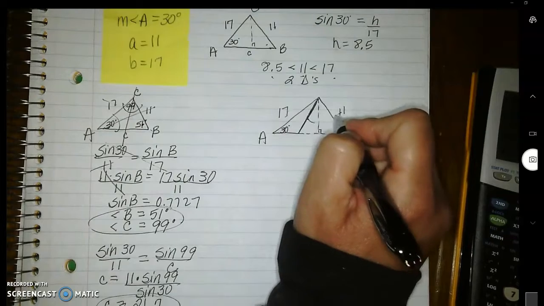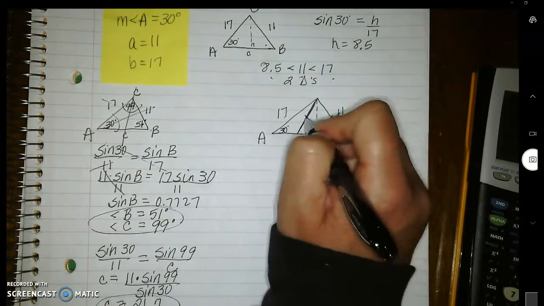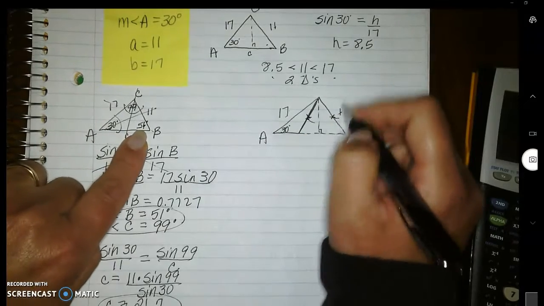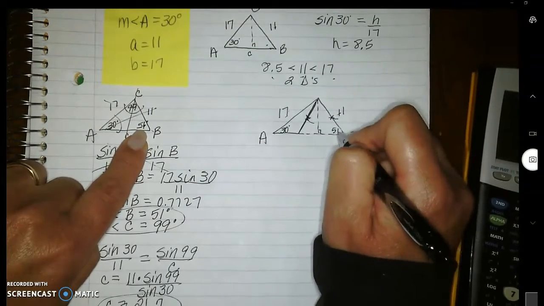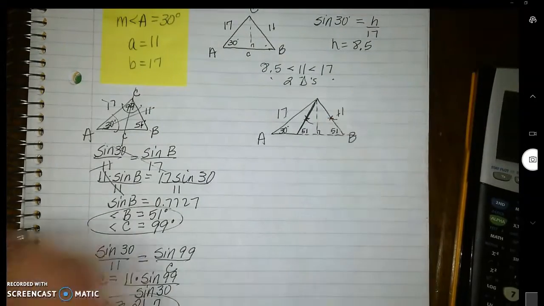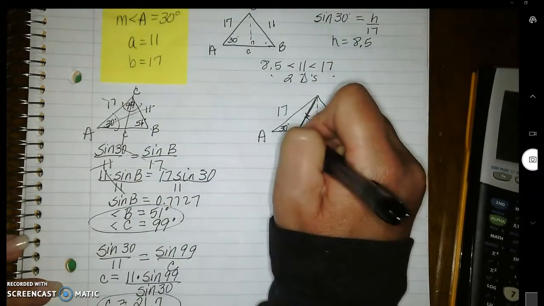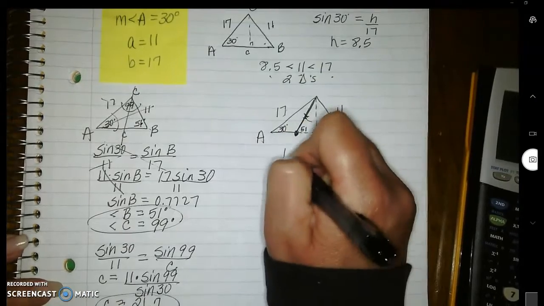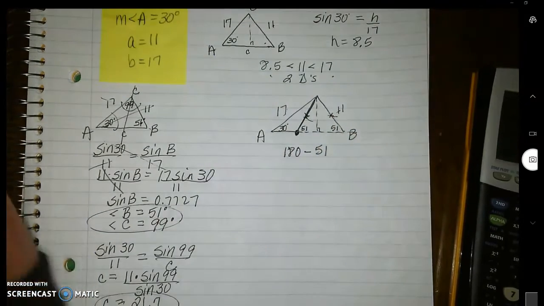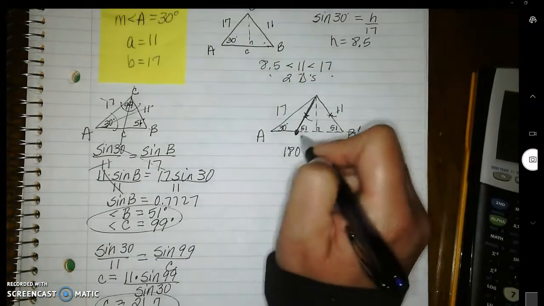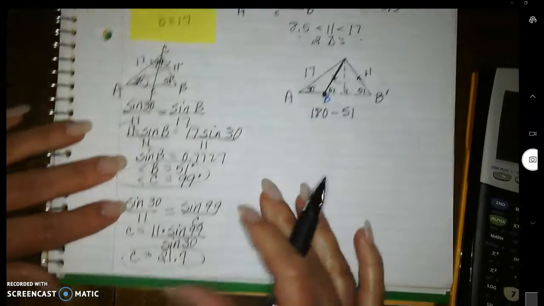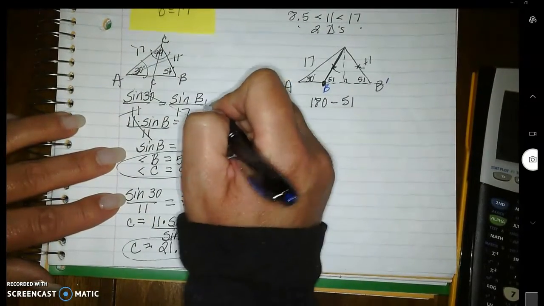Now, if this is an 11 and this is an 11, this is now an isosceles triangle. And just a minute ago, we found that angle B to be 51 degrees. Well, so is this angle right here. That angle right there is also 51 degrees. So that means that this angle is going to be 180 minus 51. So this was my B before. This is my new B now. You can distinguish them by calling them B sub 1.